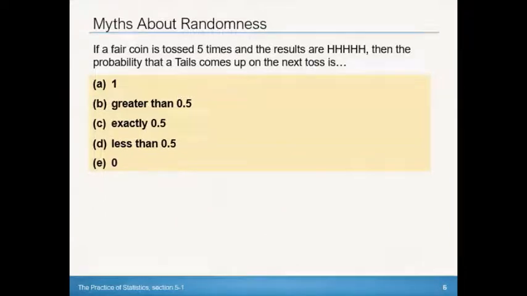So a couple of questions here. If a fair coin is tossed 5 times and the results are a head, a head, a head, a head, a head, so 5 heads come up in a row, then the probability that a tail comes up on the next toss is: is it 1? Is it greater than 1/2? Is it exactly 1/2? Is it less than 1/2? Or is it 0?